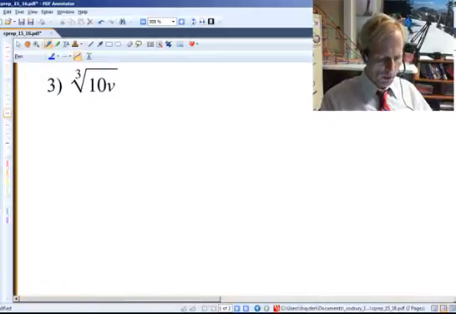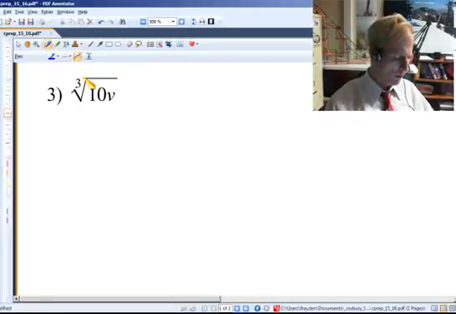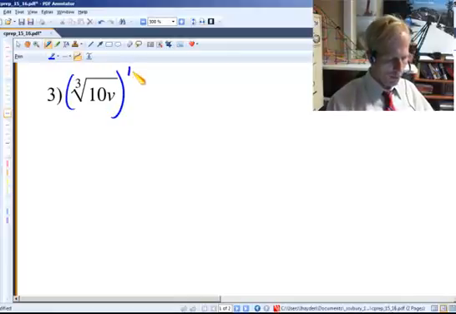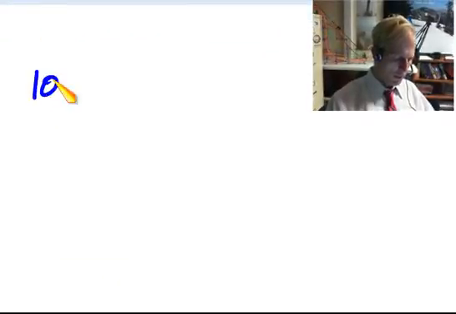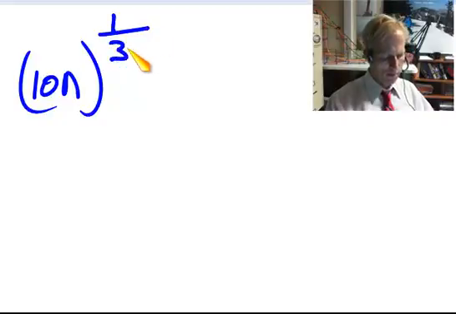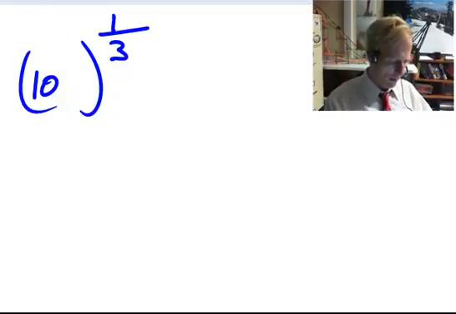Now I'm asked to go the other direction, to rewrite something with a rational exponent. So this one, if there's no exponent there, it means it's really 1. So the index is going to become the denominator, and the exponent is going to become the numerator. So I'm going to have, oops, not n, 10b to the 1/3.